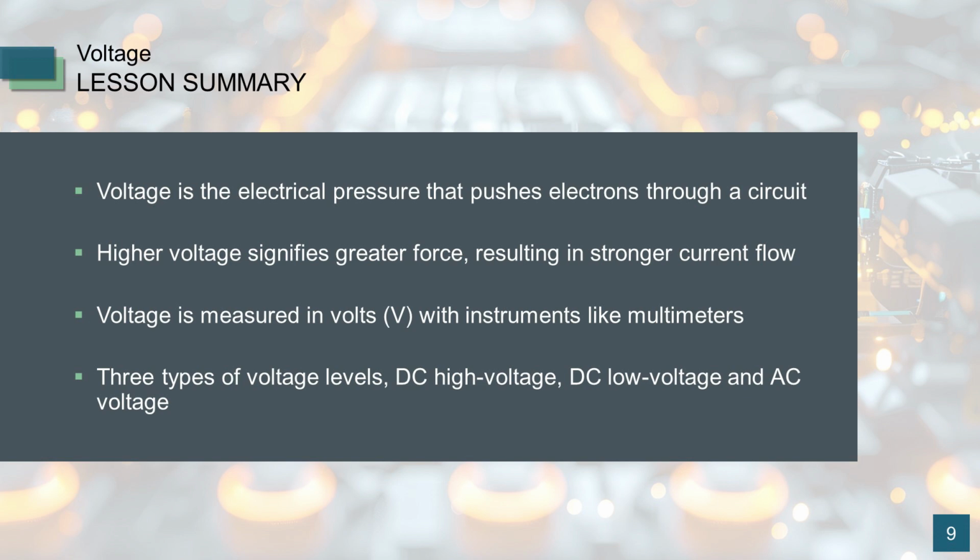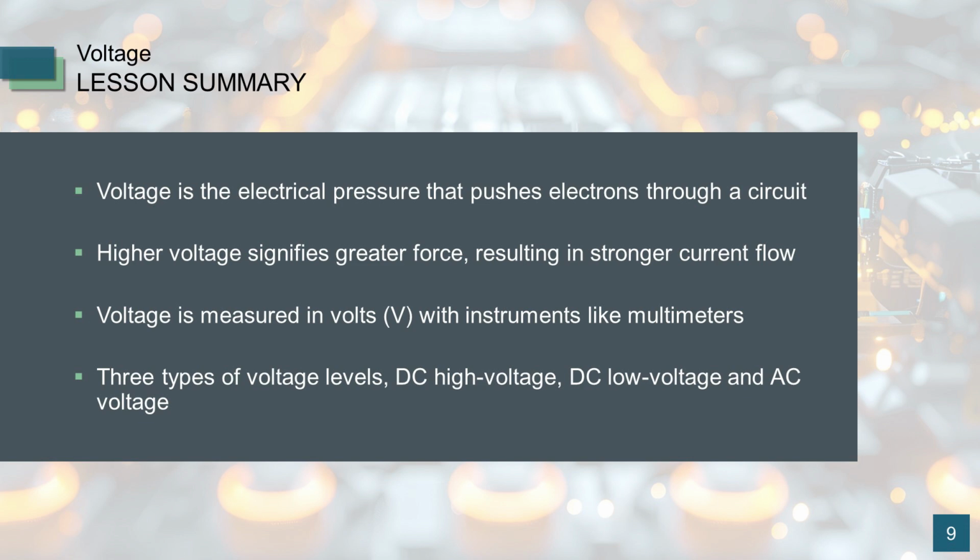Let us now recap what we have covered in this lesson on voltage. Voltage is the electrical pressure that pushes electrons through a circuit, similar to water pressure in a hose. Voltage fluctuations can signal potential problems within the vehicle's electrical system. Technicians must be able to measure and interpret voltage levels for accurate diagnosis and troubleshooting. Voltage is measured in volts, V, with instruments like multimeters and voltmeters.